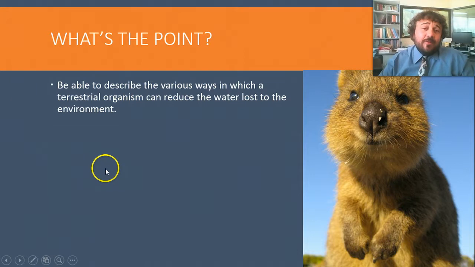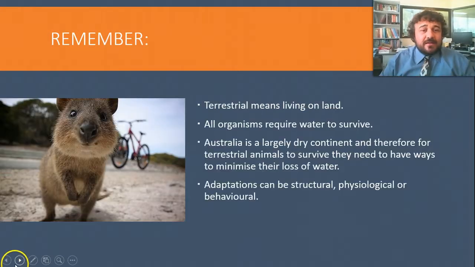So what's the point? The whole point of this is you want to be able to describe the ways in which terrestrial organisms can reduce their water loss. And over here we have what is currently Australia's cutest animal, the quokka. Alright, so terrestrial means living on land. These are the things we need to remember.